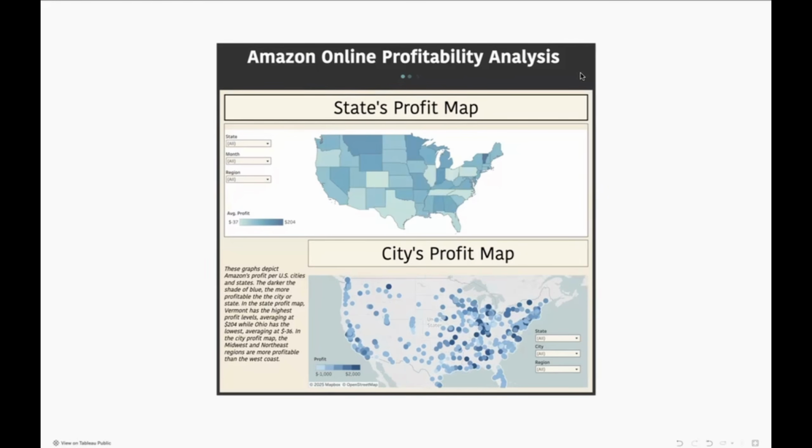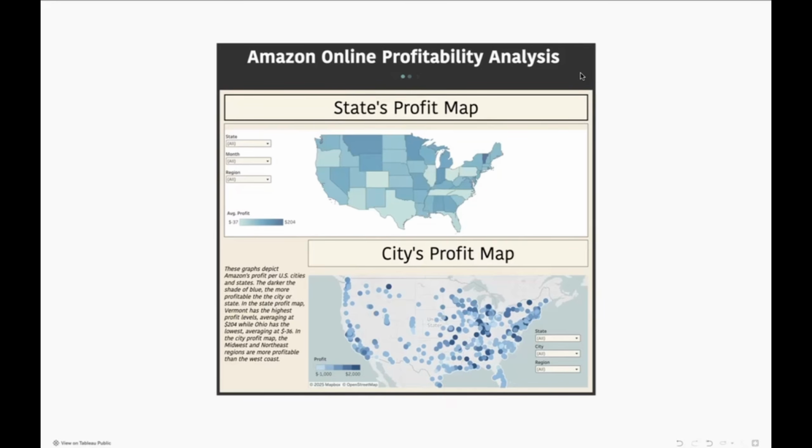Vermont leads the nation with the highest average profit at $204 per transaction, while Ohio sits at the bottom, which is negative $36. You may have noticed that the darker blue shades indicate higher profitability, while lighter shades represent lower profitability. The Midwest and Northeast regions outperform the West Coast and South.